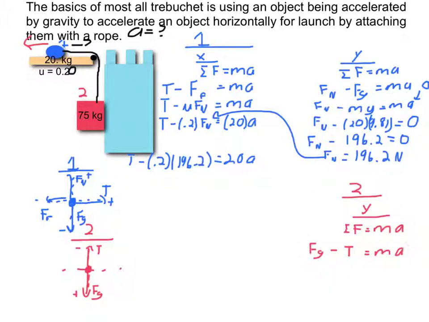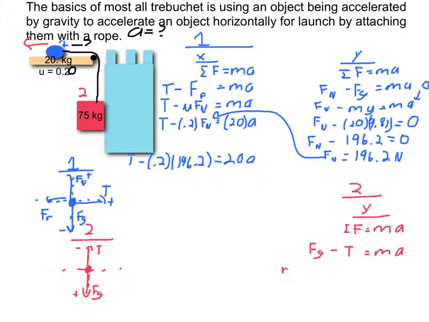It's the y-axis of object number 2. Notice that the same rope attached to object number 1 is what's attached to object number 2. So the tension throughout it is going to be constant. So the same tension that's trying to hold object number 2 up is what's pulling object number 1 to the left. So let's start working in object number 2.